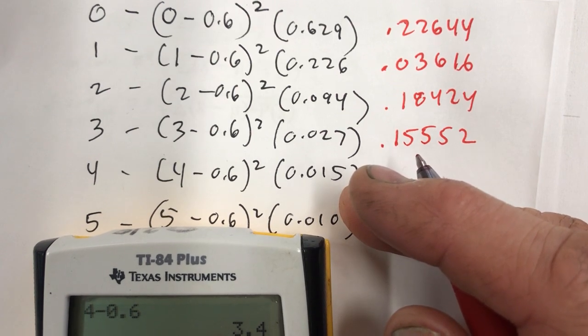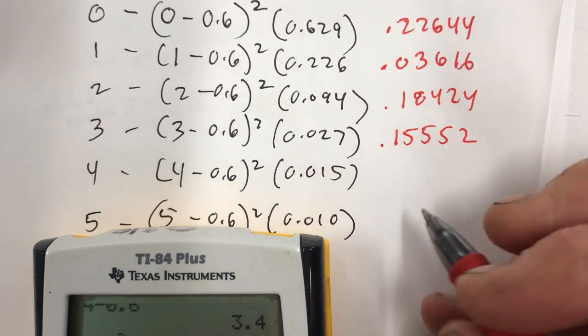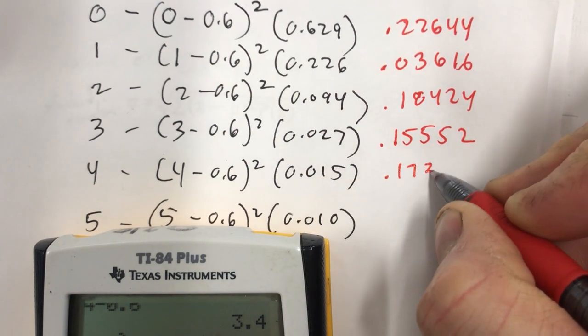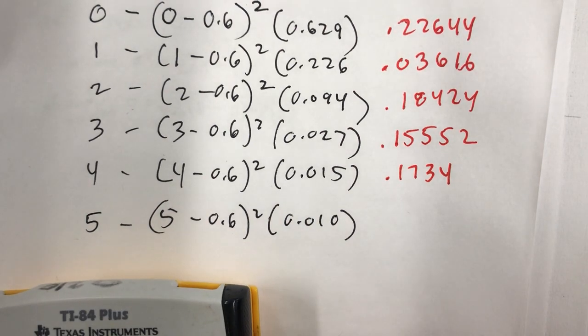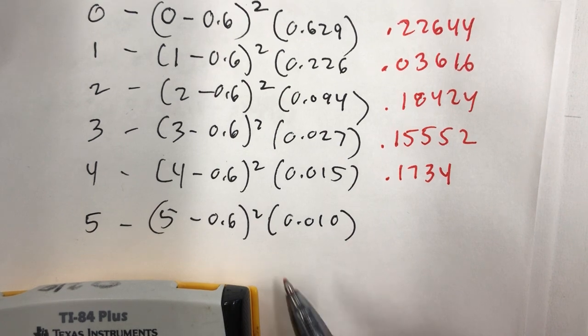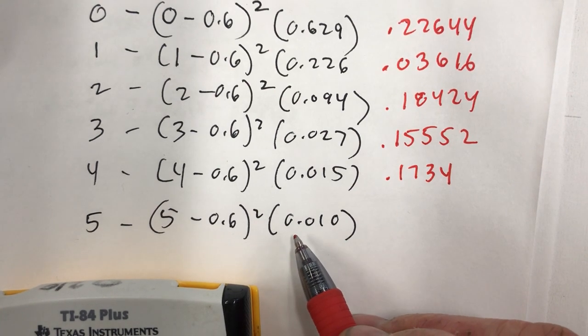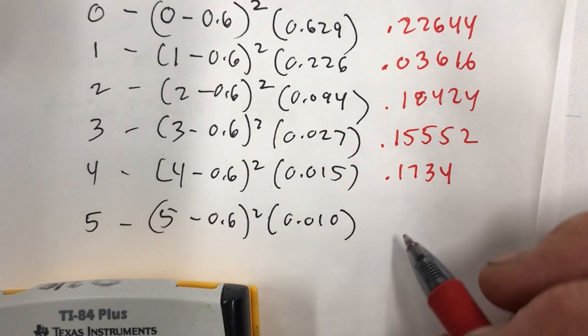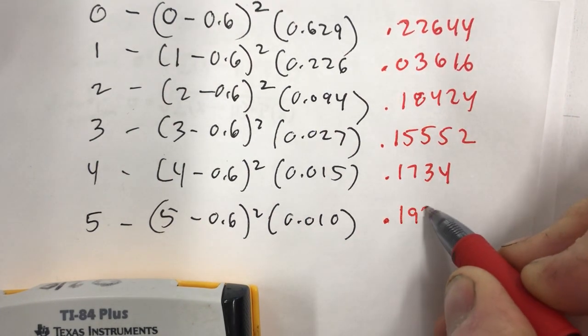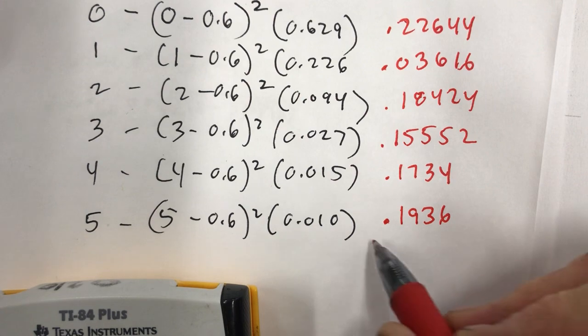All right, then I'm going to take 4 minus 0.6 equals, square it, equals, times 0.015. And that's going to be 0.1734. And now the last one here, 5 minus 0.6 enter, square it, equals, times 0.010, and I got 0.1936 there. And now I add all these up.